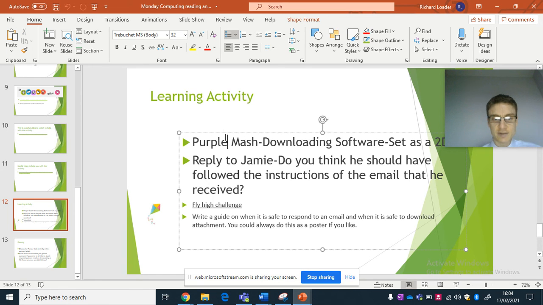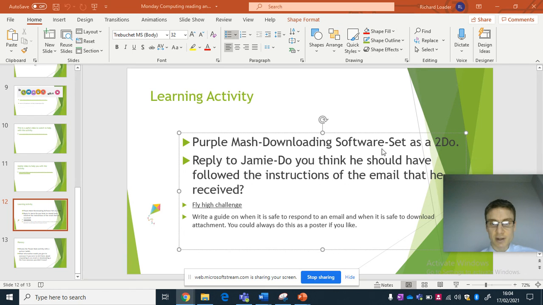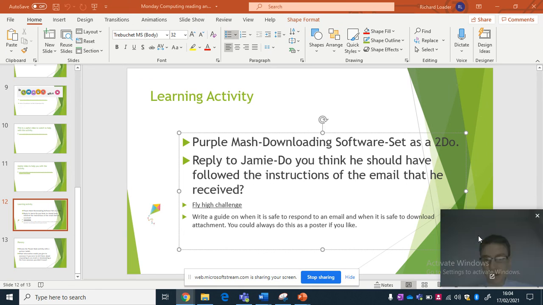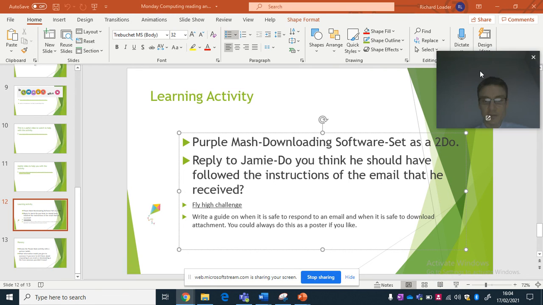So there is an activity on Purple Mash. You'll have to go to Purple Mash. It's a to-do. It's called downloading software. So you've got to reply to Jamie, and that's good practice using an email. Do you think you should have followed the instructions of the email that he received? So you've got to reply to him and give him your advice. Was it right to accept the download? And then the Fly High challenge is to write a guide on when it is safe to respond to an email and when it is safe to download an attachment. You could always do this as a post if you like.